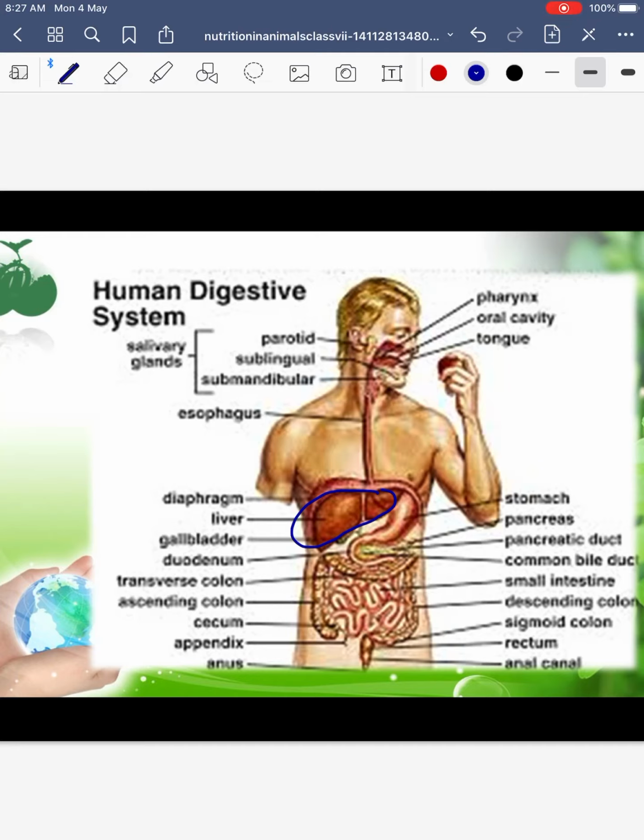Liver secretes bile juice which is stored in the gallbladder. Just below this liver you can see the position of the gallbladder. This is the gallbladder located here. So the bile juice which is stored in the gallbladder is secreted by the liver. And what is the purpose of this bile juice? It helps to digest fat.